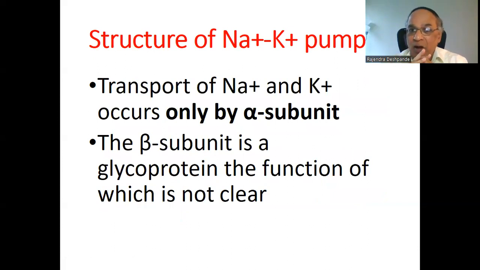Transport of Na and K occurs, sodium and potassium exchange, sodium going out, potassium coming in. This is mainly concerned with the alpha subunit, not beta. Only the alpha subunit is doing all these activities. But then you will ask, what is the beta subunit? Unfortunately, the function of the beta subunit is not known. It is a glycoprotein. Glyco means carbohydrates, sugar, so it is a mixture of carbohydrates and protein. Function not known. Everybody knows that the alpha subunit is concerned with NAK pump transportation: sodium out, potassium in. Okay, that much you have understood.